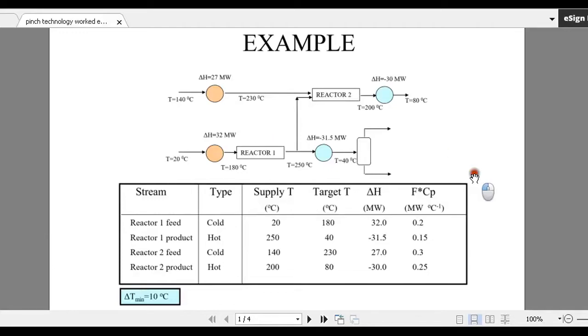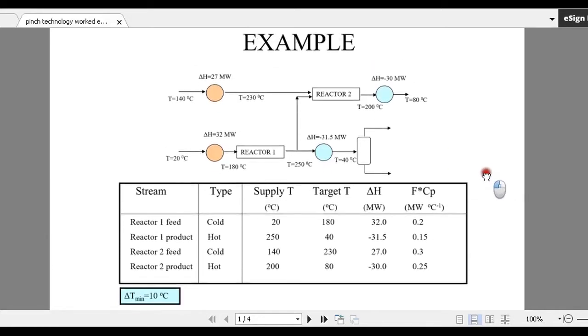Hello friends, so this is a problem that I am going to discuss today. This is basically a problem related to pinch technology, except the final pinch diagram. By using this example, I'll be teaching you how to sketch the hot composite curve and the cold composite curve.